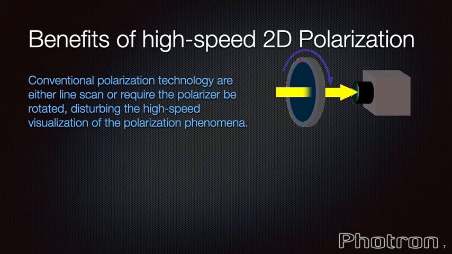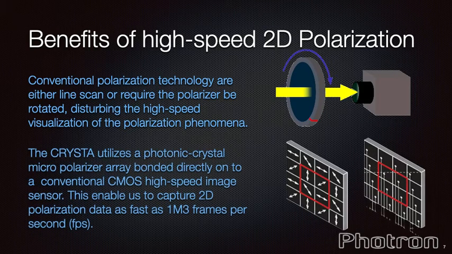The benefits of high-speed 2D polarization. Well, traditional polarization systems typically utilize rotating or moving polarization filters. This prevents them from capturing full-speed two-dimensional data at any usable speeds. But by bonding the photonic crystal polarizer array directly to a high-speed sensor, with our pixels offset by 45 degrees from their immediate neighbors in clusters of 4, we can simultaneously expose all pixels and record high-speed 2D polarization data at framing rates of hundreds, thousands, or even millions of frames per second, and with very short shutter times if required.